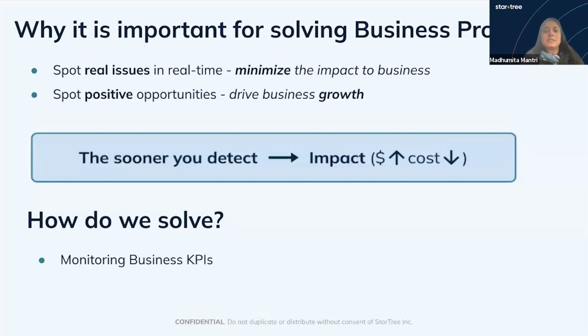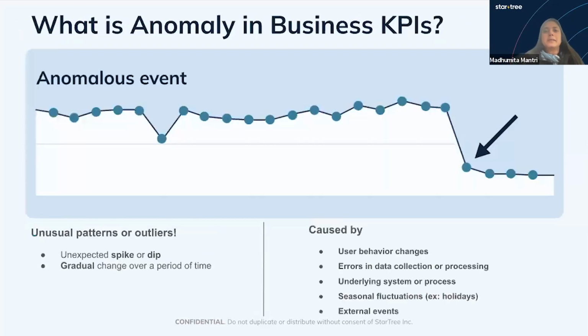Now, this being the reason why it's important, I strongly feel that solving these kinds of business problems, spotting those real issues or those positive opportunities, is very hard when you're working out of a large data set and you have no visibility. Doing that in a manual way is really hard. That's why I feel detecting anomalies makes your life a lot easier, and that's why anomalies in business KPIs are important to find.